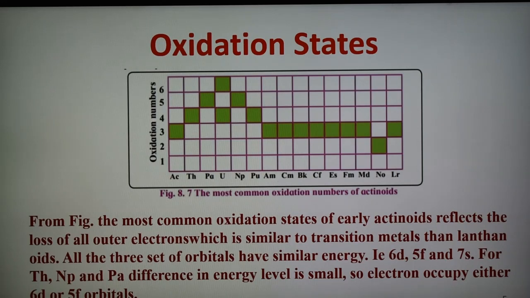The +6 oxidation state is shown by the lower actinides, that is uranium, neptunium, plutonium, americium, in the form of their fluorides. The +6 oxidation state is more commonly found as the dioxo ion, and the +7 oxidation state is known only in the oxocations of neptunium and plutonium when alkaline solutions are oxidized by oxygen. So the important oxidation states are shown in the slide.